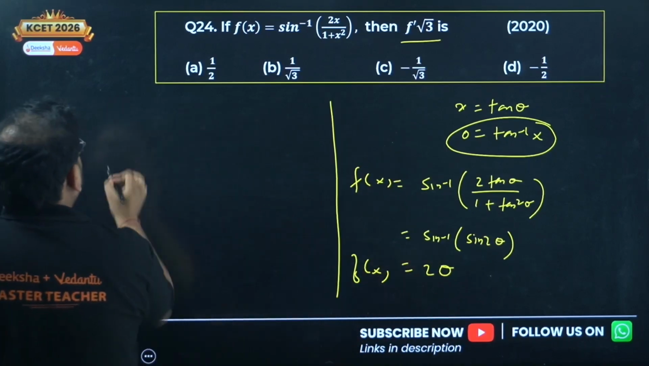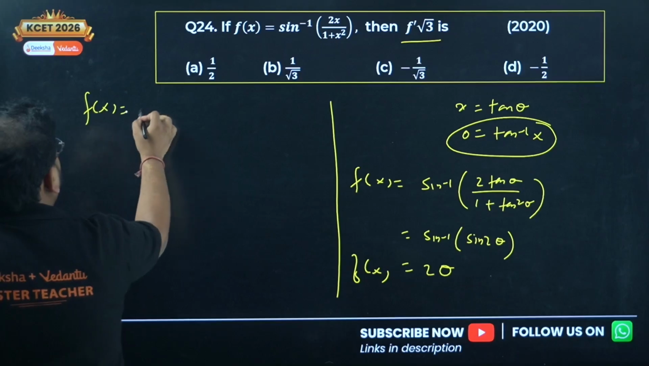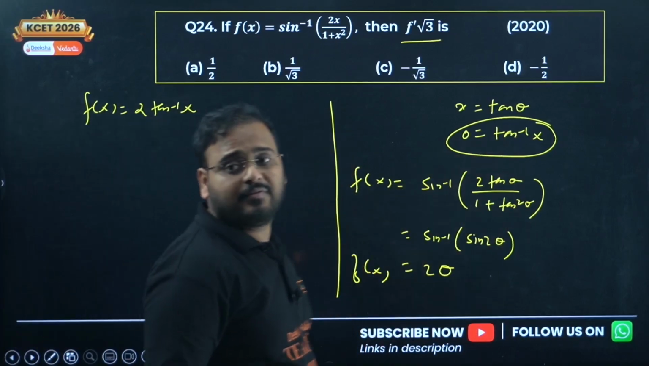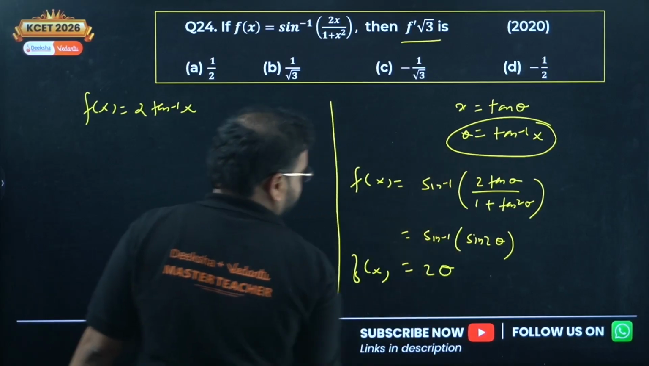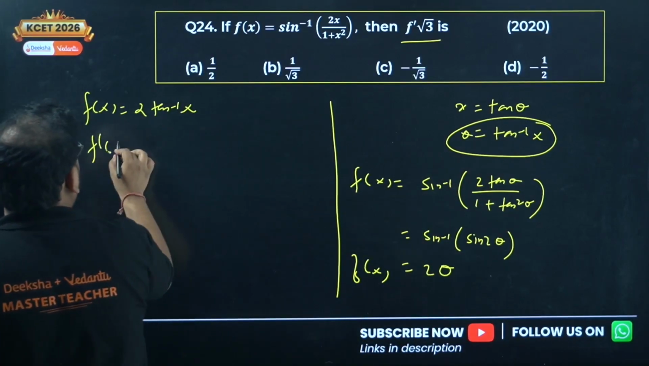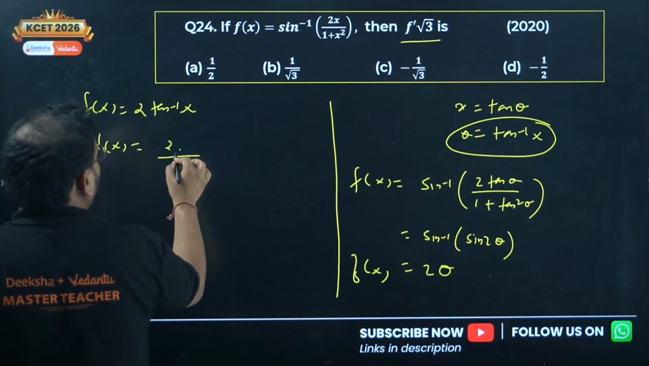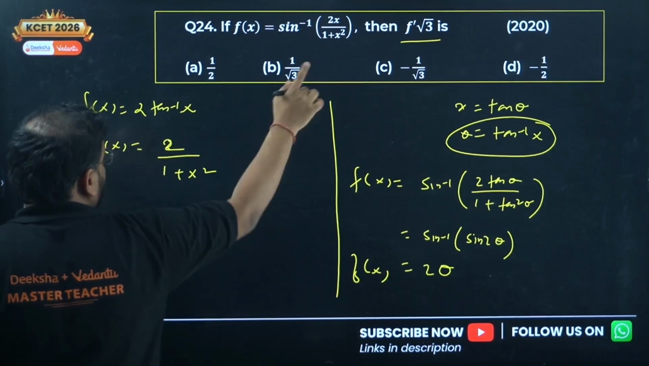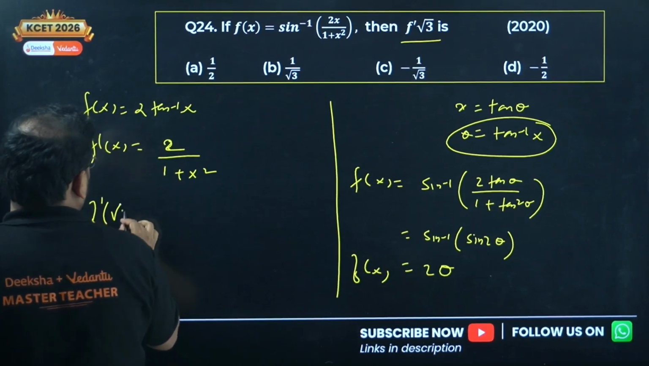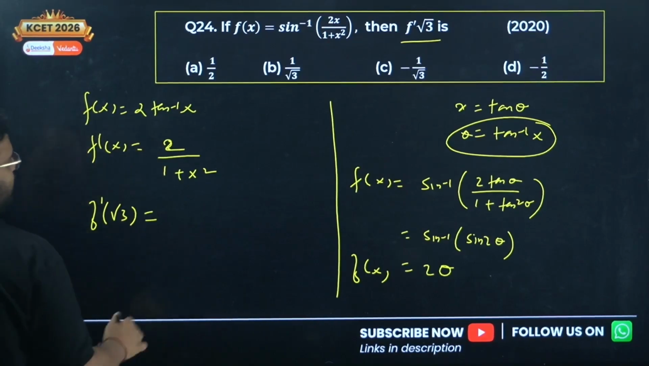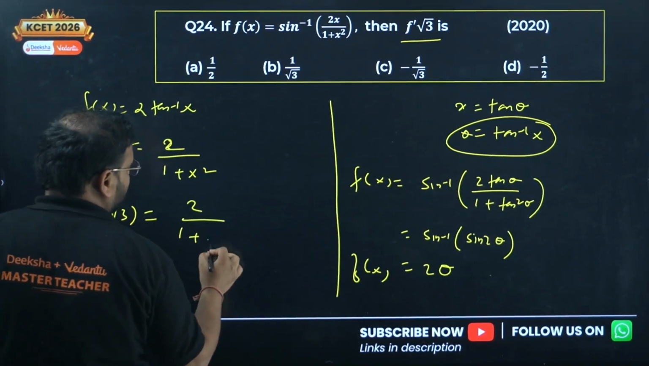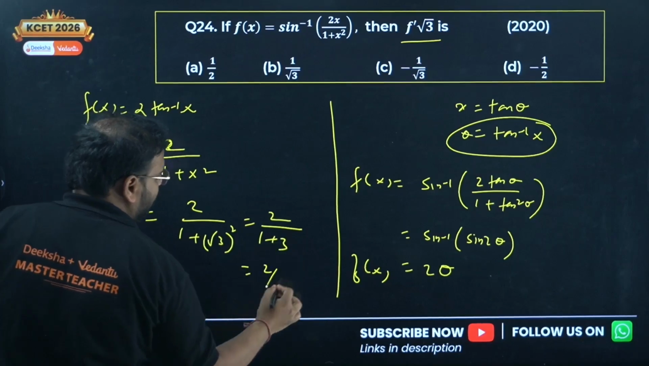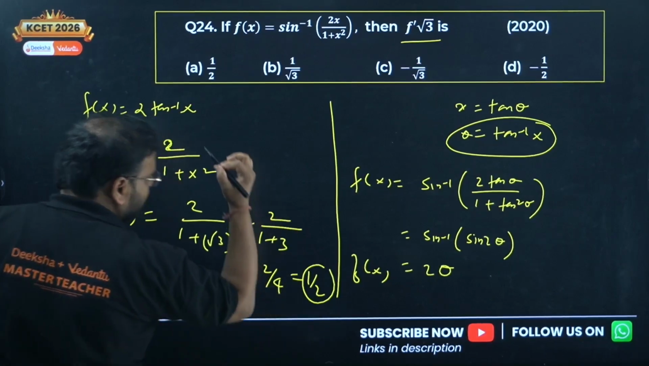Put the theta back in terms of x. So f of x equals 2 times tan inverse of x. Theta is tan inverse of x. Now take the derivative: 2 into 1 upon 1 plus x square, basically 2 upon 1 plus x square. We are looking for the derivative at root 3. 2 upon 1 plus root 3 square, 2 upon 1 plus 3, 2 upon 4. Answer is 1 upon 2.